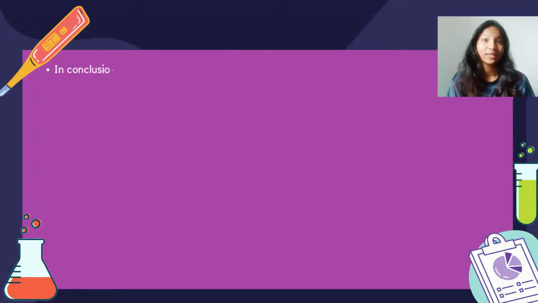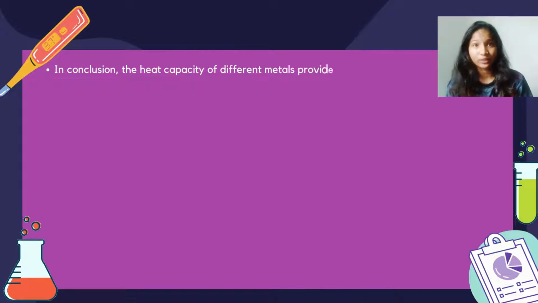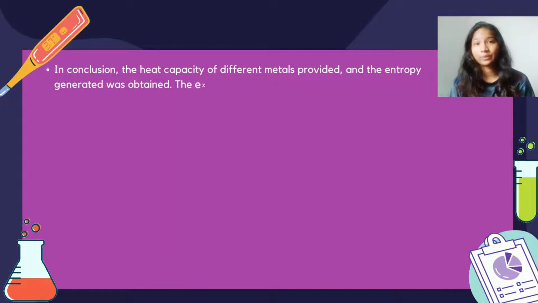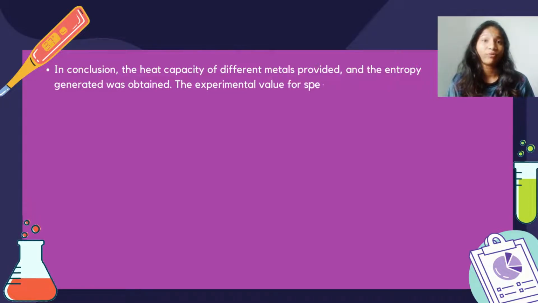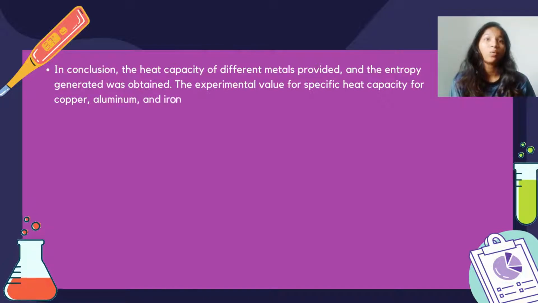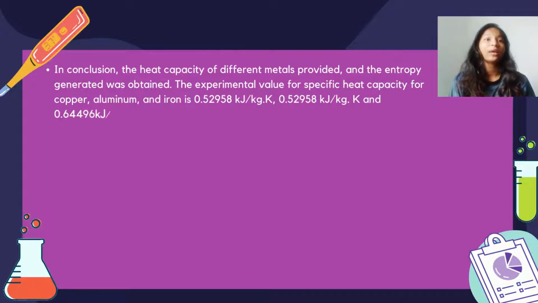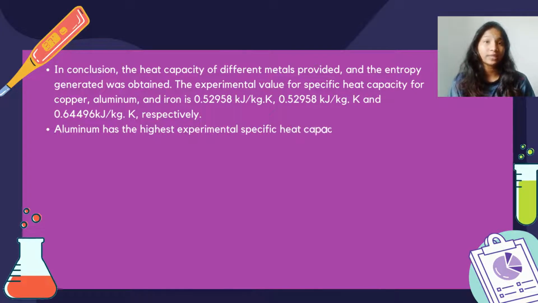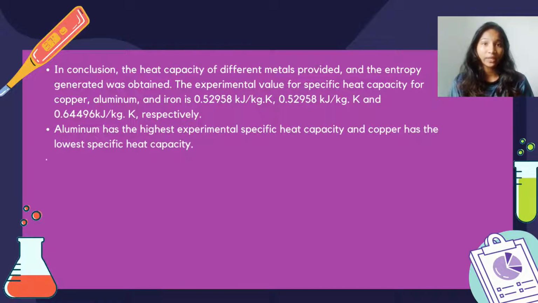In conclusion, the heat capacity of different metals and the entropy generated were obtained. The experimental value for specific heat capacity for copper, aluminium and iron is 0.52958 kJ per kilogram Kelvin, 1.35633 kJ per kilogram Kelvin, and 0.64496 kJ per kilogram Kelvin respectively. Aluminium has the highest experimental specific heat capacity and copper has the lowest specific heat capacity.